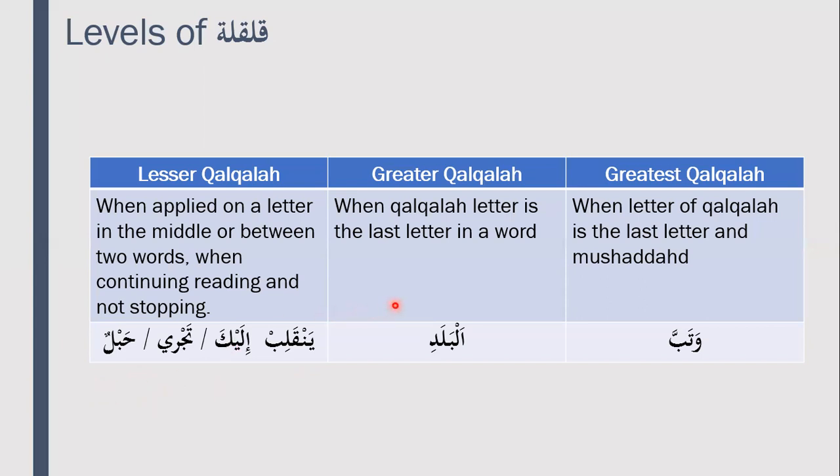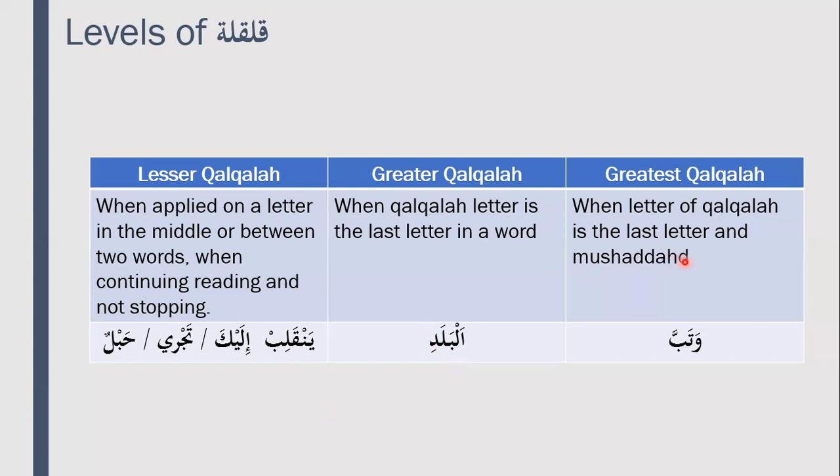We then go on to the second category, which is the greater Qalqalah. Now, you apply Qalqalah on a letter that comes at the end, so we are stopping on it. It may be that the letter doesn't have a sukoon, but we are presenting it with a sukoon when we stop on it. So if I'm stopping on this letter, and one of the letters of Qalqalah is Dal, I'll say al-balad, al-balad. It is stronger than yanqalib, tajri, habalum. Al-balad, it's more strong.